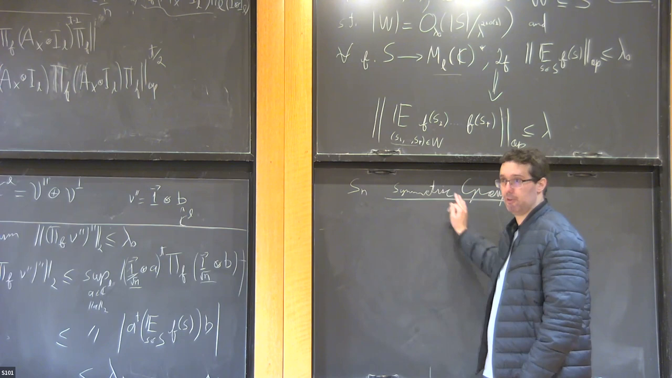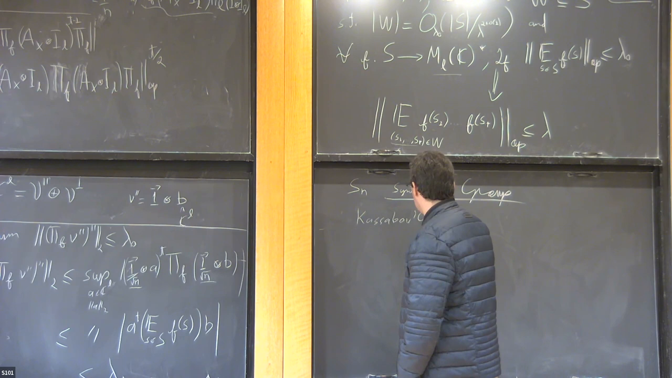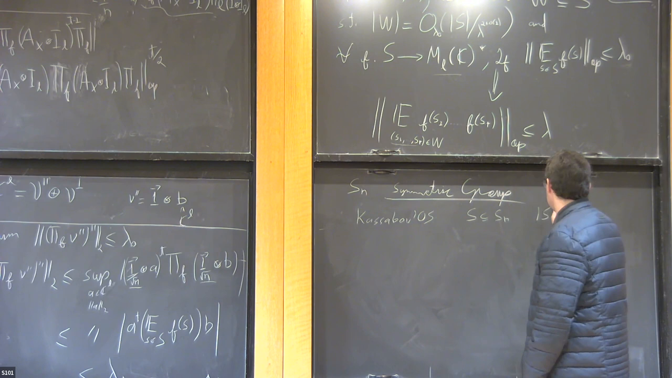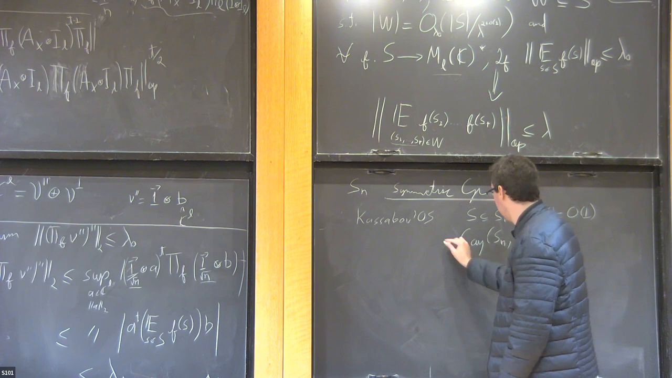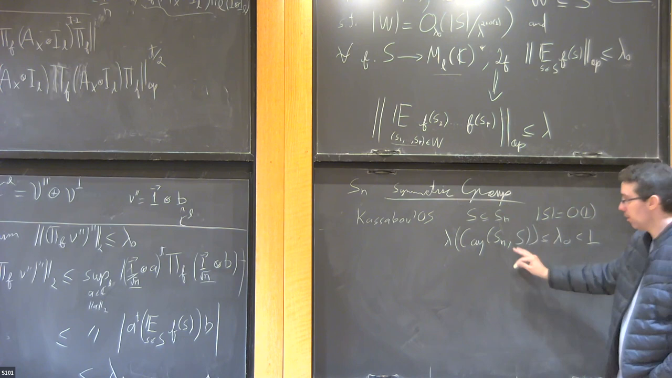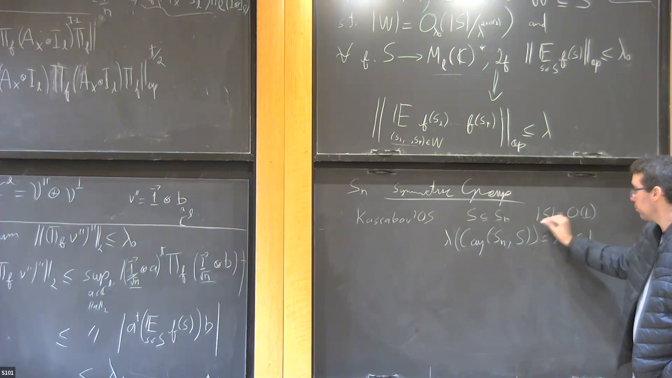And around 2004 or 2005, Kassabov found the first explicit construction. He found a generating set of constant size, and everything needs to be said for families, but let's keep things simple. So this is order of one, such that for the graph on S_n with generating set S, the lambda of this graph is at most some lambda naught, bounded away from one, at most a constant. But it was highly non-trivial, and when you give a construction like this, it's not necessarily going to give something that's almost optimal. This construction has some constant degree and constant expansion, but very far from Ramanujan.